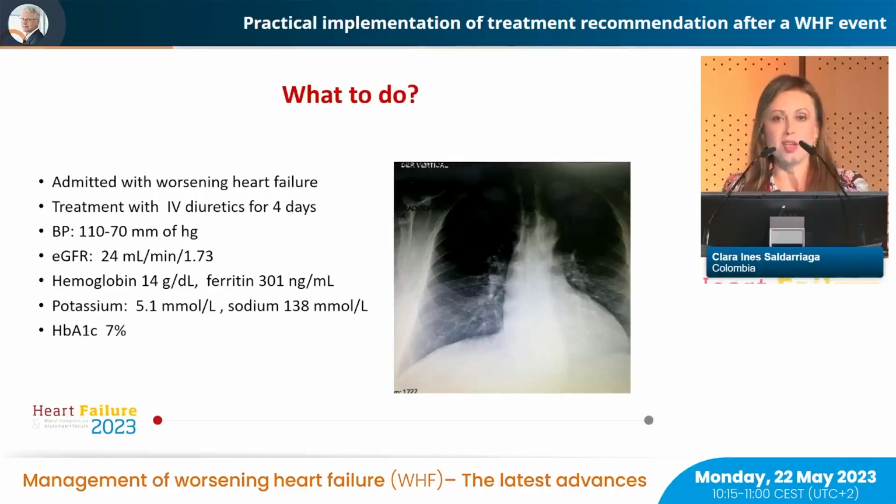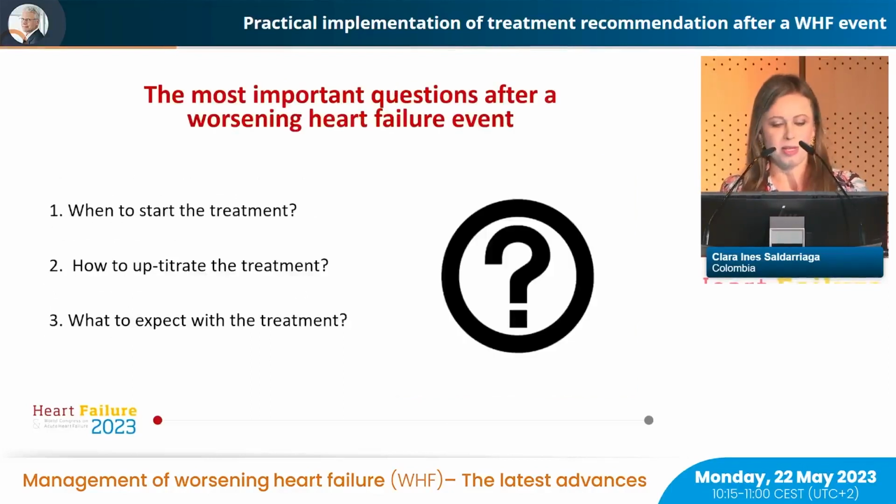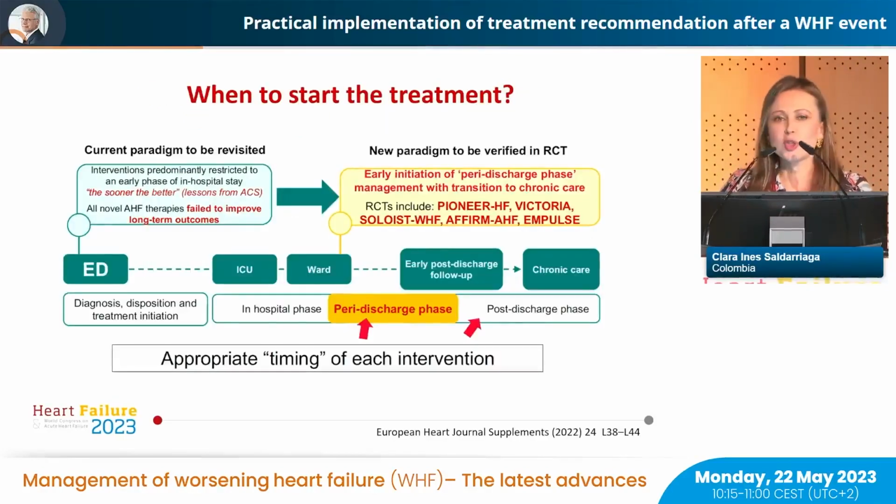How are we going to improve the prognosis of this patient? Here I have the 3 most important questions that we always have with a patient like him: when to start the treatment, how to up-titrate the treatment, and finally, what to expect when we start heart failure medications. As Shelley showed before, we are convinced that the moment to start the medications in a patient like him is the hospital. You see all the trials that involve patients that were admitted to the hospital, and how we can improve the prognosis if we start early and if we improve the treatment of the patients at the hospital.